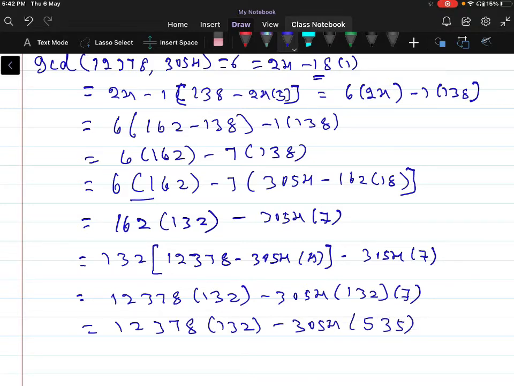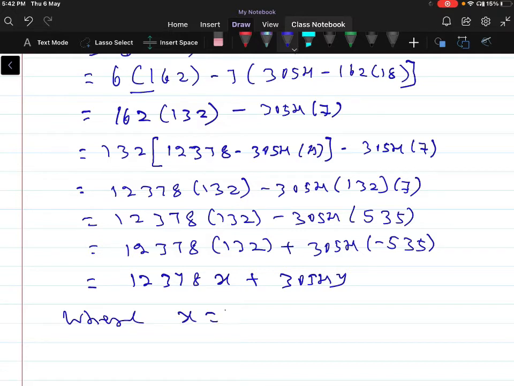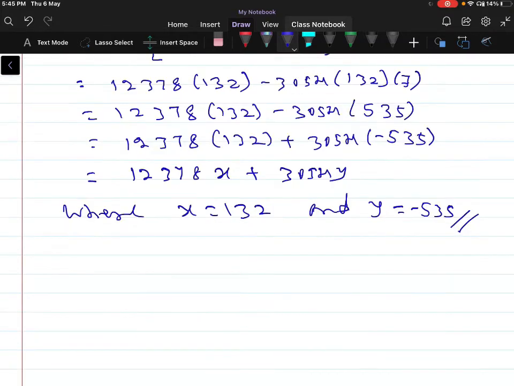So that is 535. So this can be written as 12378 into 132 plus 3054 into minus 535. So this is equal to 12378 into x plus 3054 into y, where x is equal to 132 and y is equal to minus 535. Let us call this equation 6.